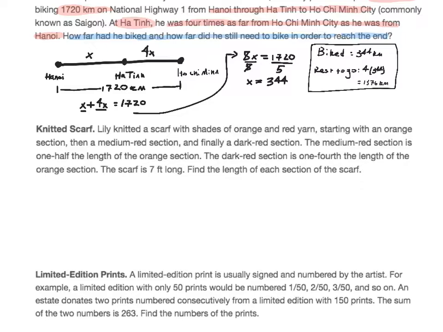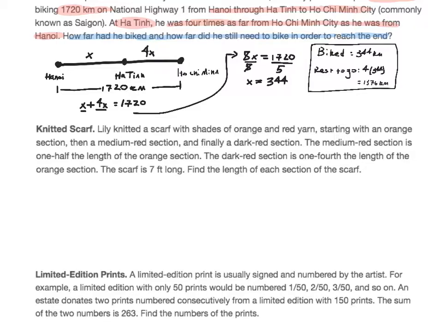The next one is called knitted scarf. Lily knitted a scarf with the shades of orange and red yarn, starting with an orange section, then a medium red section, and finally a dark red section. The medium red section is 1/2 the length of the orange section. The dark red section is 1/4 the length of the orange section. The scarf is 7 feet long. Find the length of each section of the scarf.